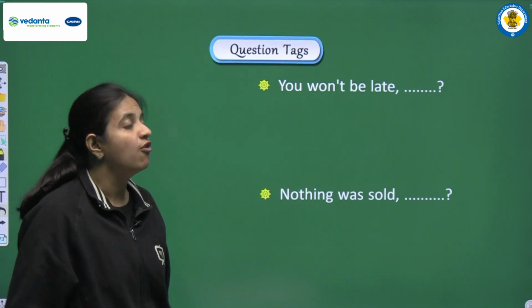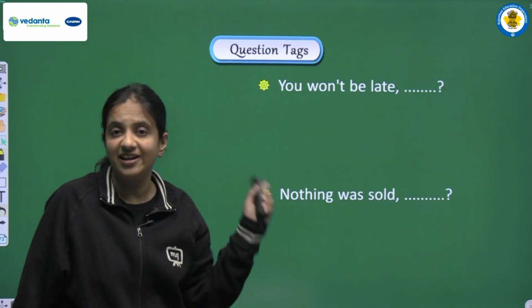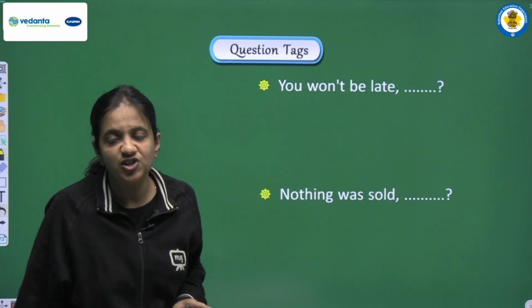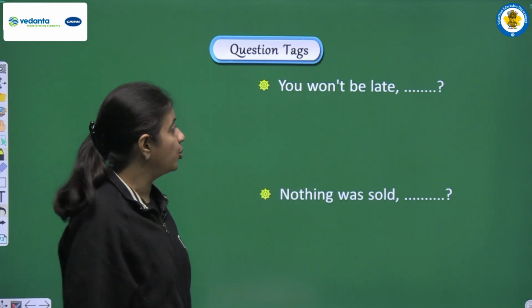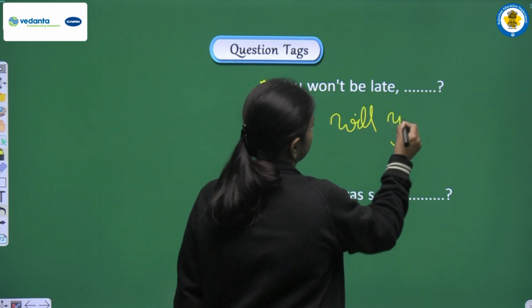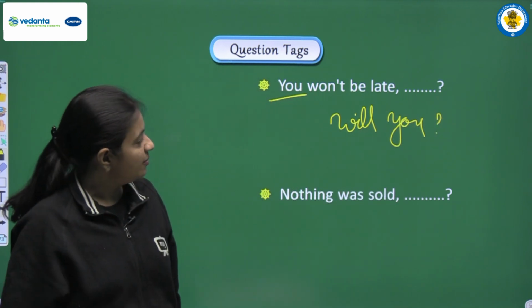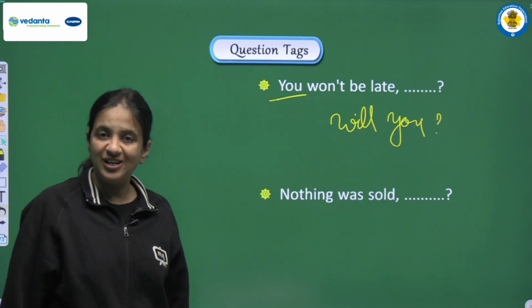Next is you won't be late. So here we are having won't, it means we are having a negative statement. So now the question tag, it will be positive one. So we will write will and you, that is given to us. So now the complete sentence will be you won't be late, will you.